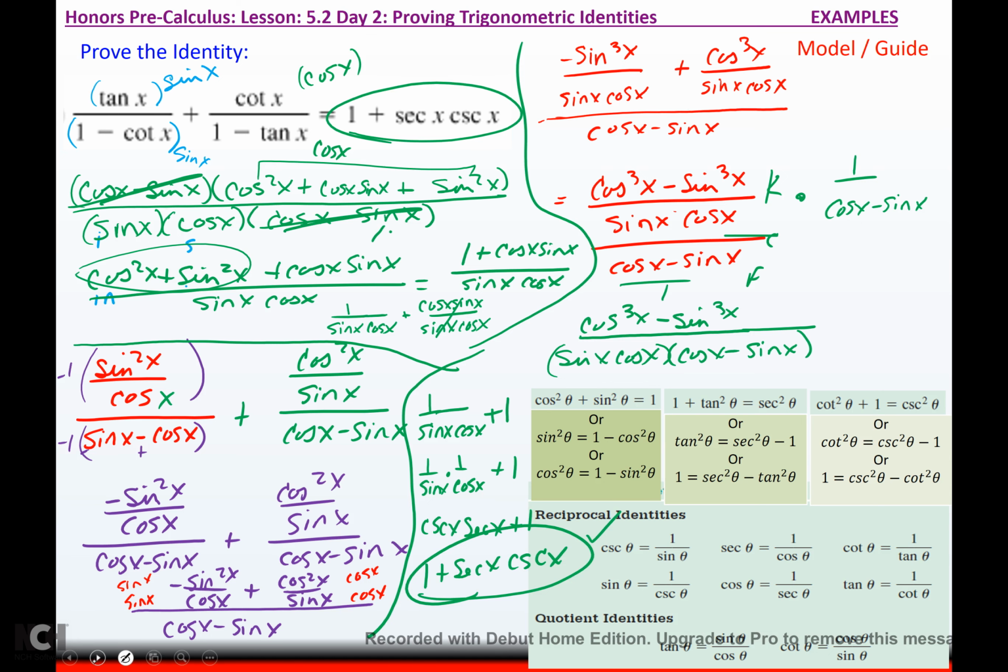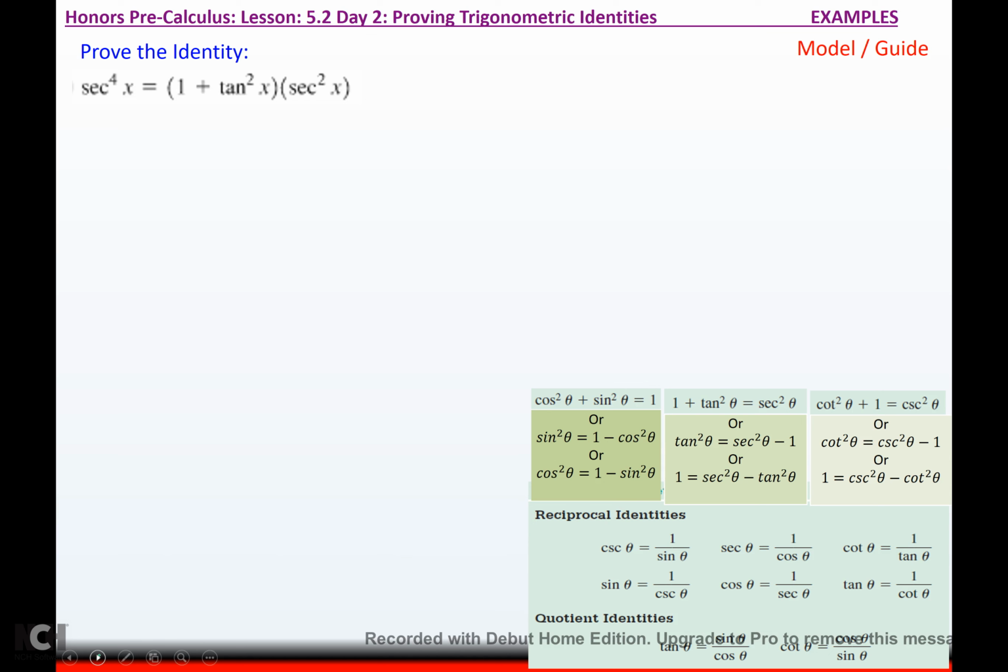Alright, that was a doozy. Alright, so now we are going to have the secant to the 4th x. So what I'm going to do is I'm going to start with this side and I distribute, and that's going to give me secant squared x plus secant squared x times tan squared x.